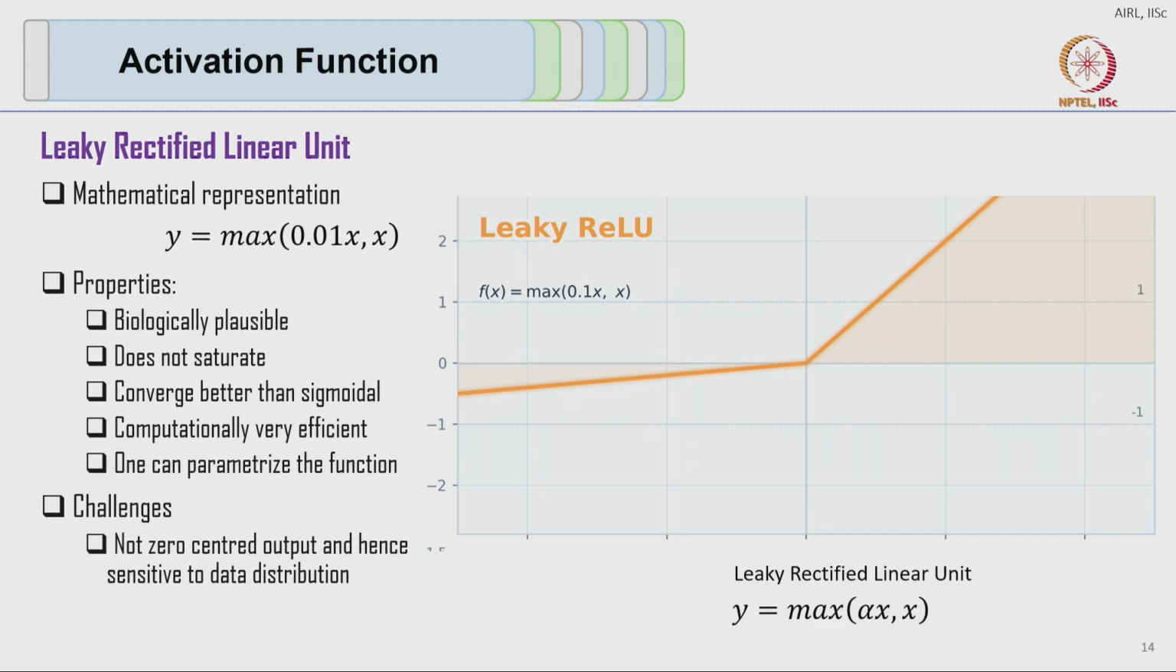Rest of the properties remain the same, like biological plausibility. It does not saturate. It converges better than sigmoidal. It is computationally efficient, right? But one can parameterize this function. All these properties exist. If we solve one problem, one other problem still remains the same.